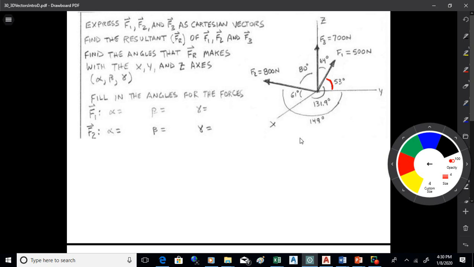So that F1, it looks like 53 with the Y. How about with the X? What do we got? 31.9. Yeah. How about with the Z? 64. 64. Okay. So that's all I want you to write down.